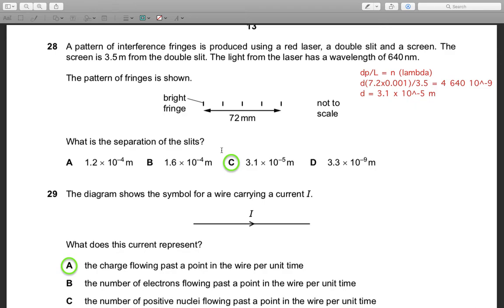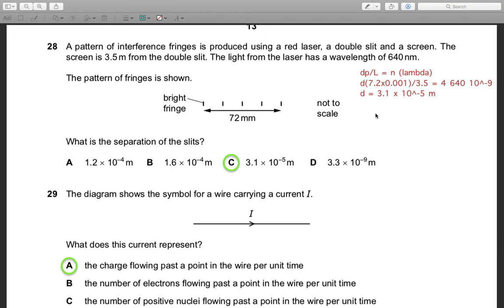A pattern of interference fringes is produced using a red laser, a double slit and a screen. The screen is 3.5 meters from the double slit. The light from the laser has a wavelength of 640 nanometers. Sorry, the pattern of fringes is shown. This is 7 millimeters, and we have n is 1, 2, 3, 4.